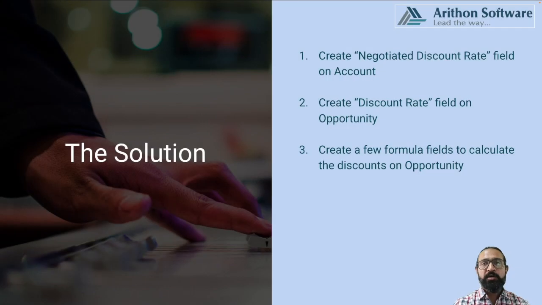To fix the problem, we are going to create negotiated discount rate field on the account. We are going to create discount rate field on the opportunity, and also we're going to create a few formula fields on opportunity to calculate the discounted price. So without further delay, let's get started.